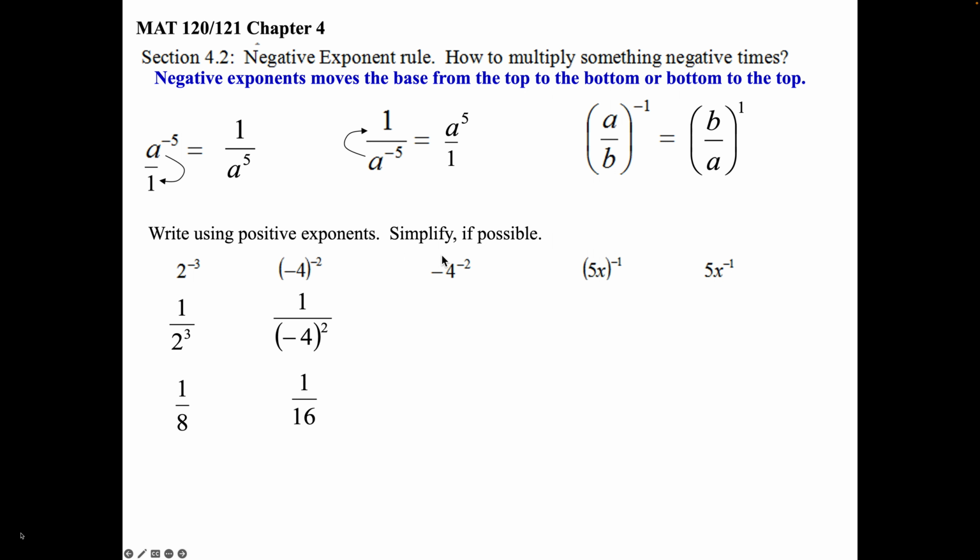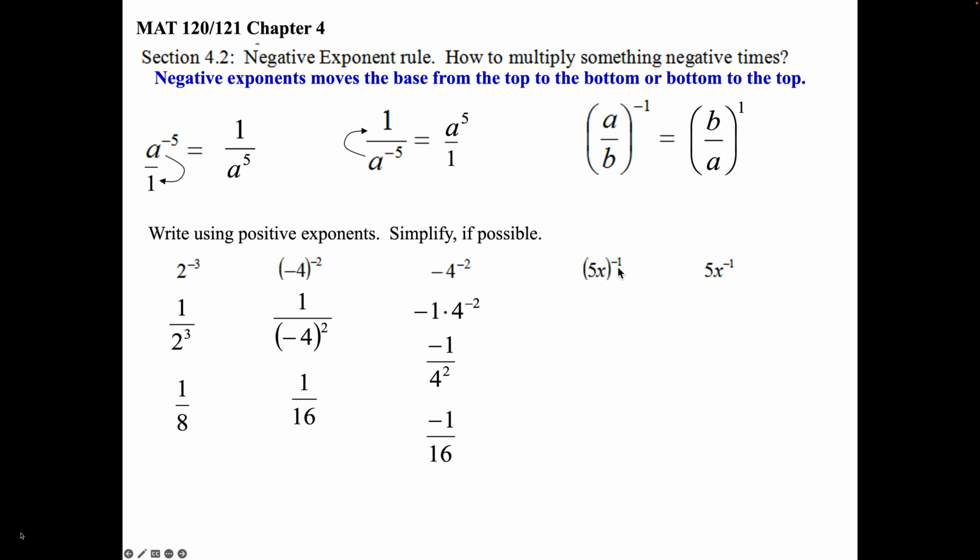Well, here's that tricky question. Notice no parentheses. So when I make my change here, this is negative 1 times 4 to the negative 2 power. Only the 4 is the base. Only the 4 with the negative exponent is going to go into the denominator with a positive exponent, the negative 1 stays on the top. 4 squared, 16, so negative 1 over 16.